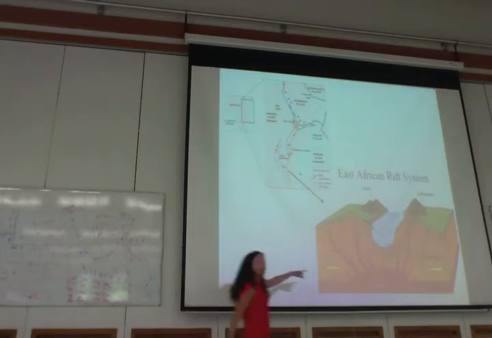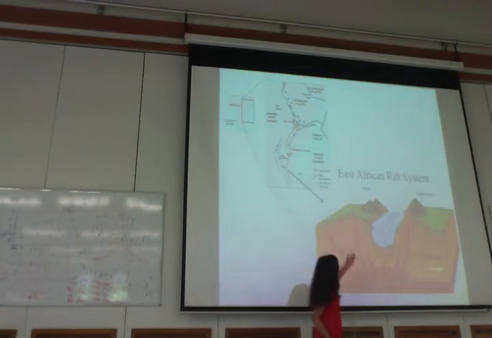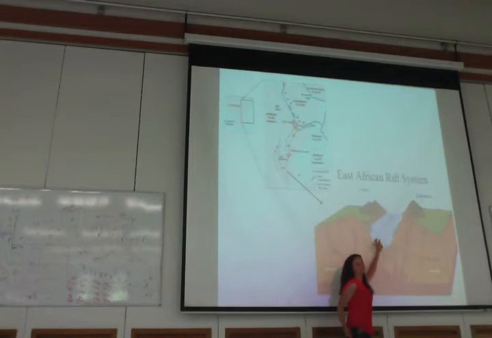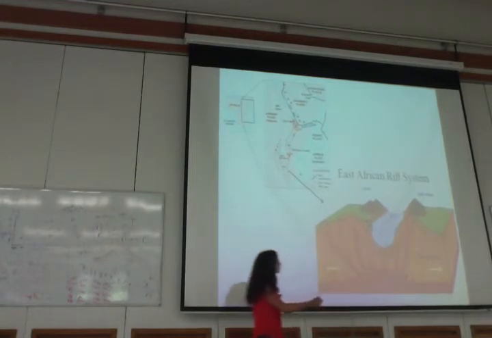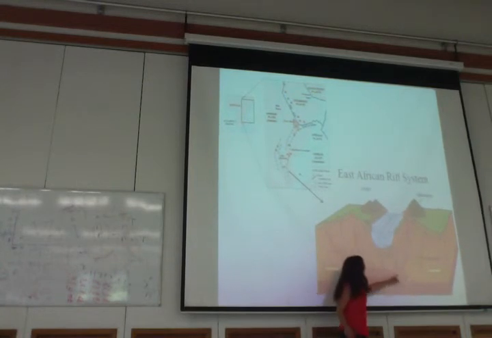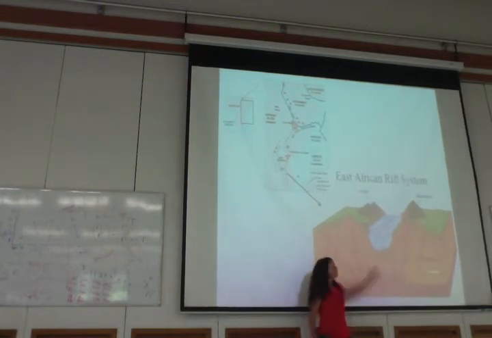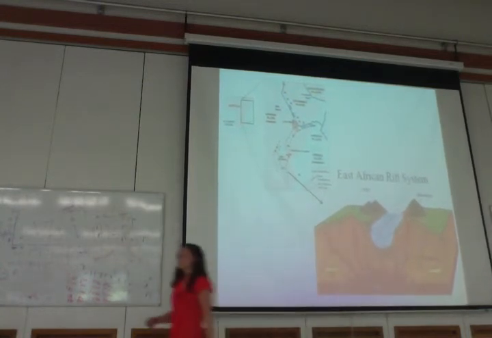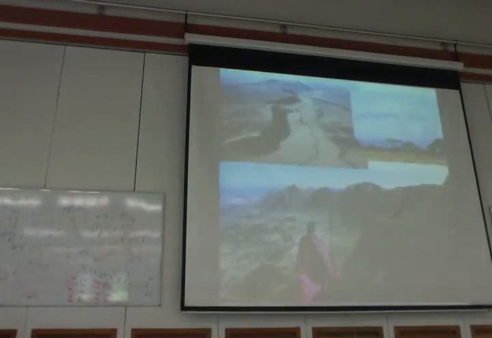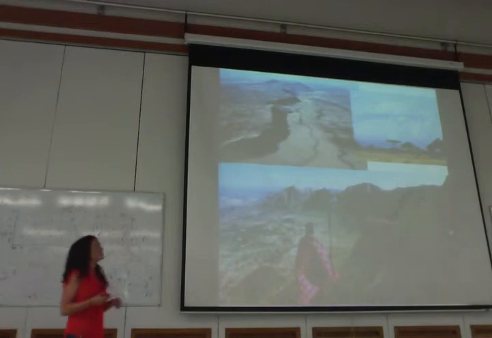And this is what it might look like in cross-section. So we have these very steeply dipping normal faults, either side of the central rift valley, which collects water and sediment. We have a lot of volcanoes, because the magma is rising up through cracks in the crust. Kilimanjaro is one of those volcanoes, and it produces some really, really spectacular scenery.